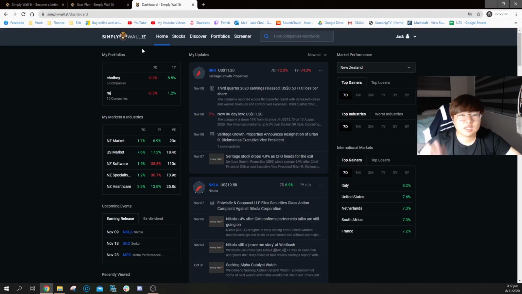If you go to the dashboard right here, you can see the portfolios, the market industries, New Zealand market, US market, and specific sectors. You can see the top gainers and the top losers, the industry tops, the worst industries. There's a lot of things you can look into.